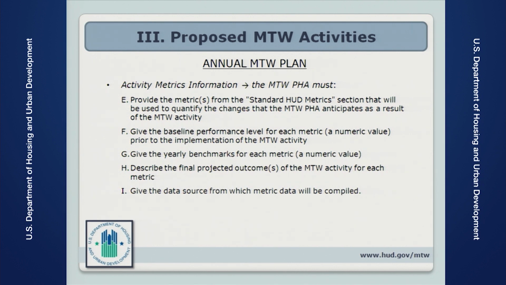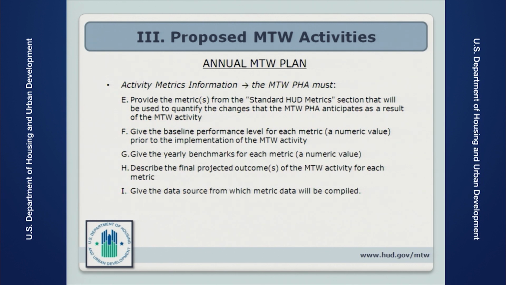By providing numerical information. Again, we would say if the numerical information on the baseline or the benchmark is not available, then perhaps the activity isn't sufficiently developed and should go back to the planning stages and be proposed in a future year. So when an agency is proposing an MTW activity, we really expect that all this information is available.